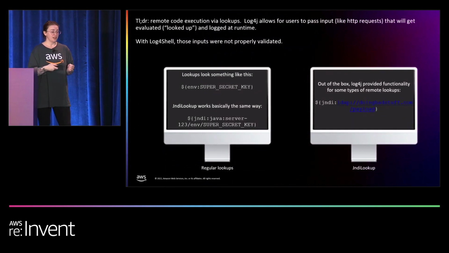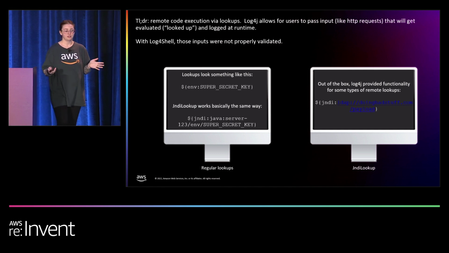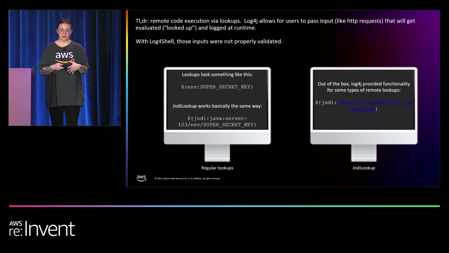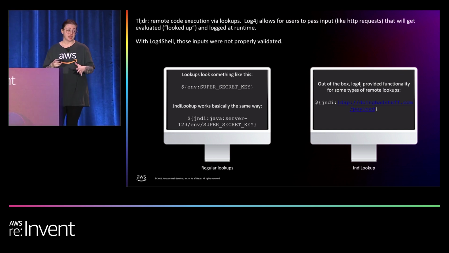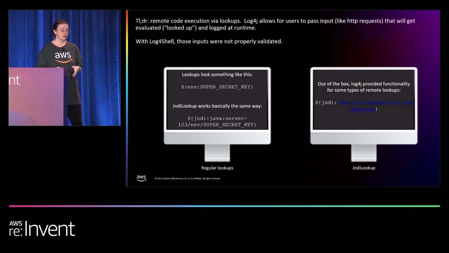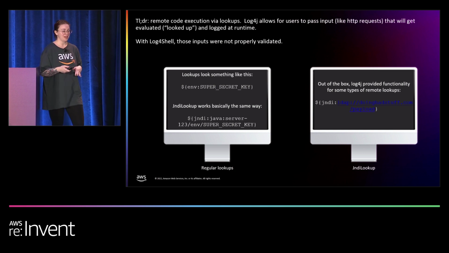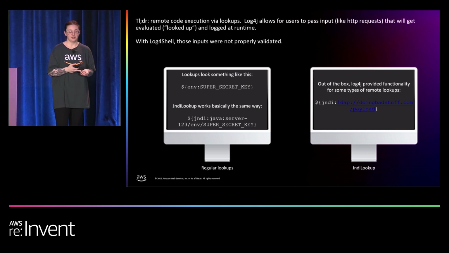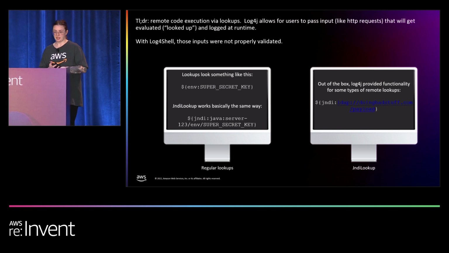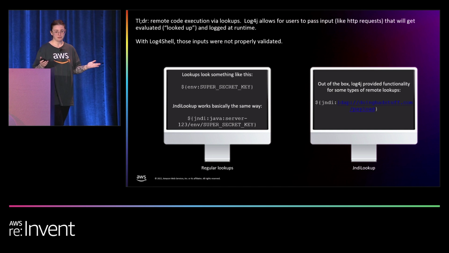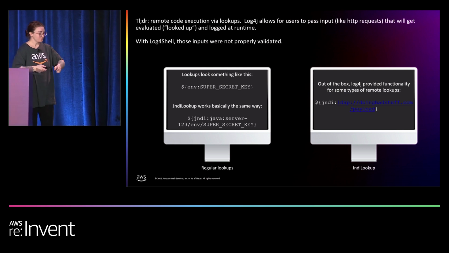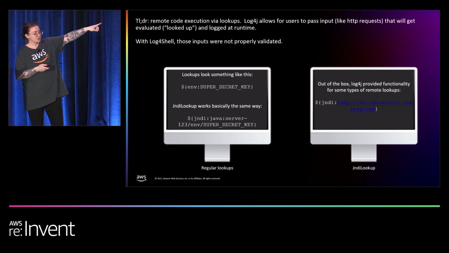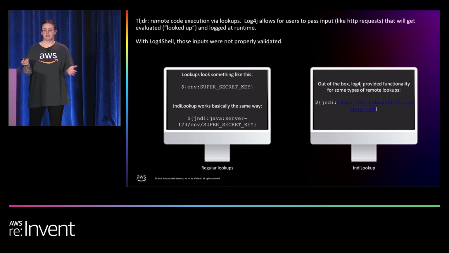So this is what that looks like, really simplified. I can use that JNDI lookup feature to execute code. I can pass things like an HTTP request that I know will get evaluated, so looked up, in the JNDI naming, and I know that it will get logged at runtime. Ultimately, what Log4Shell came down to is that those inputs weren't validated. A lot of folks have seen the XKCD comment: "And I hope you've learned to sanitize your user inputs." No, we have not learned to sanitize our user inputs. Ultimately, that's what this looks like: a lookup, something like the super secret key, and the JNDI lookups work exactly the same way.